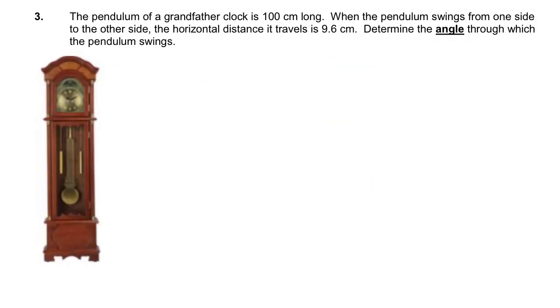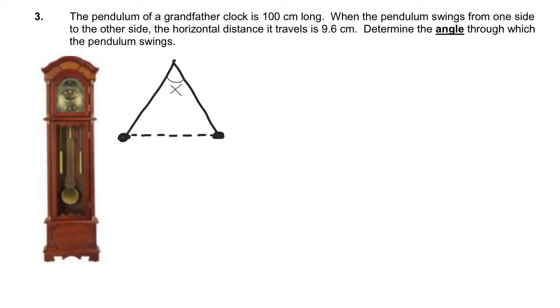And here's my last example for this lesson. The pendulum of a grandfather clock is 100 centimeters long. When the pendulum swings from one side to the other side, the horizontal distance it travels is 9.6 centimeters. Determine the angle through which the pendulum swings. So I have a visual here. That's a grandfather clock in case you're not sure what I'm talking about. The pendulum is this part here that hangs down, and it swings back and forth. So as it swings back and forth, it swings through a certain angle. And that's the angle we're trying to find.